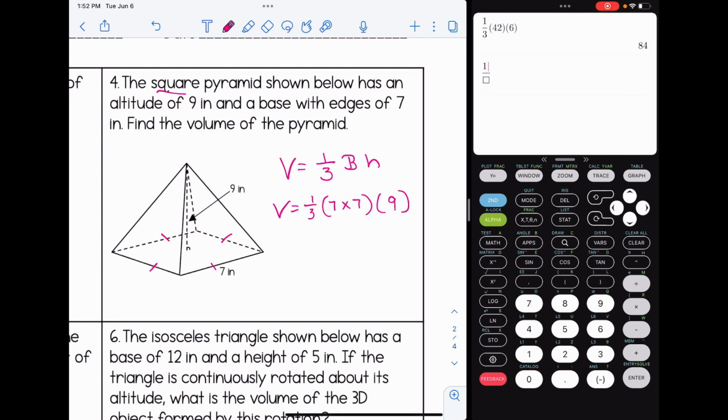Once we have all of that filled in, again, we go to our calculator, type it in, and I get the volume of the pyramid is 147 inches cubed.